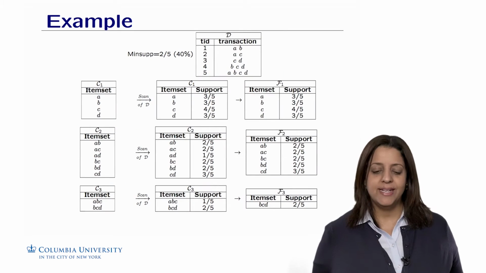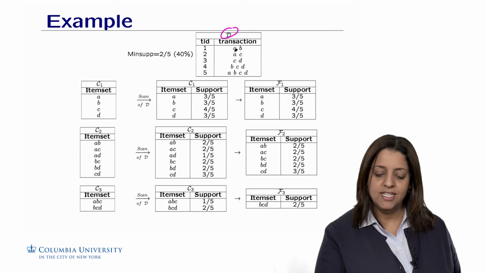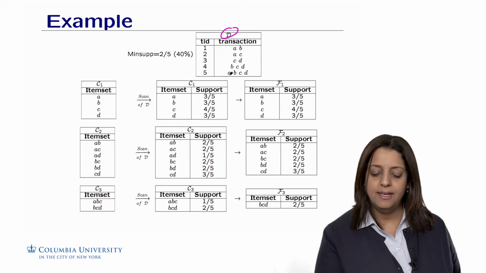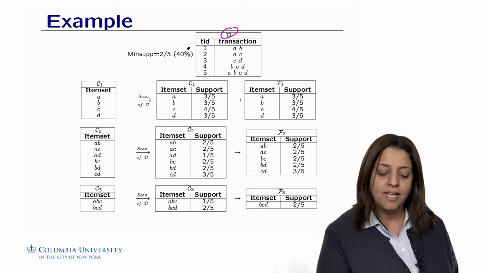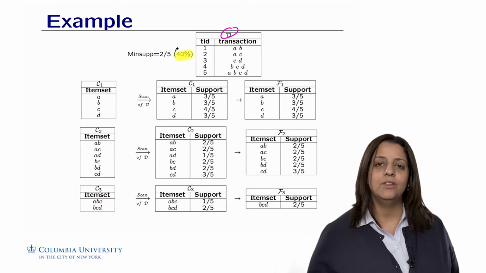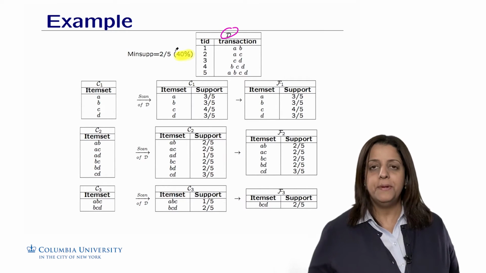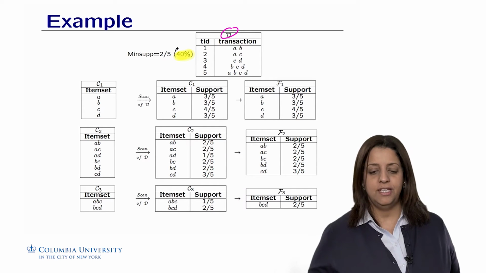So let's take our toy example again with the data set D. Recall that we had 5 transactions: AB, AC, CD, BCD, and ABCD. Suppose we set a minimum support threshold of 40%, which means that we are interested in all recurrent patterns that appear in at least 40% of the data set.